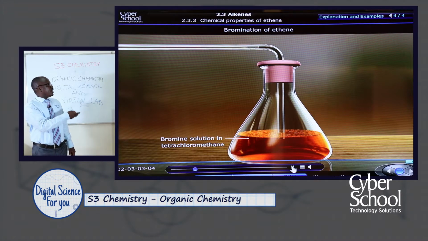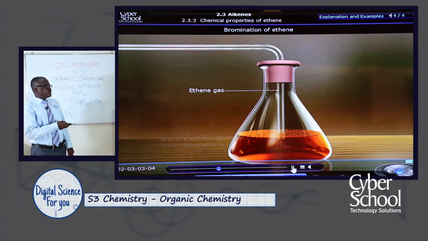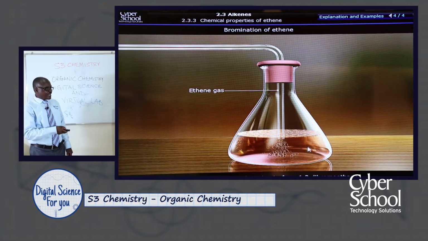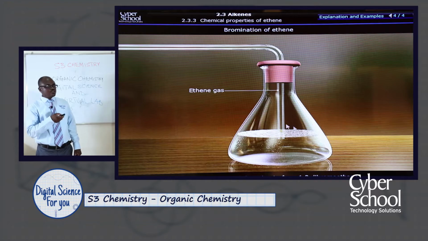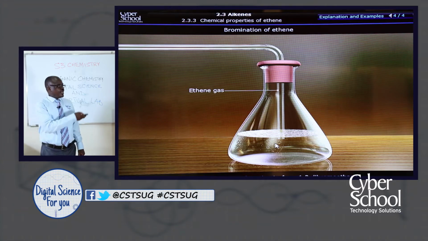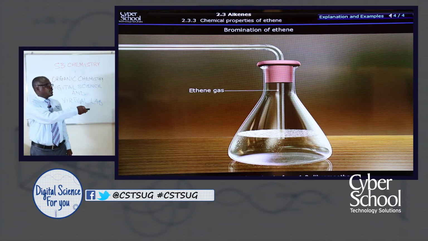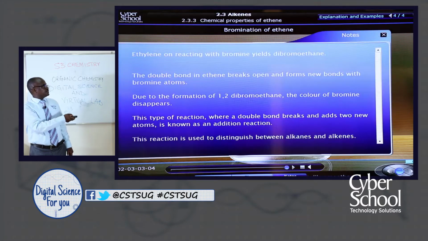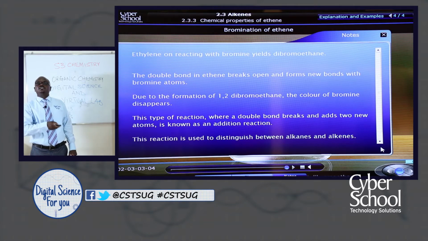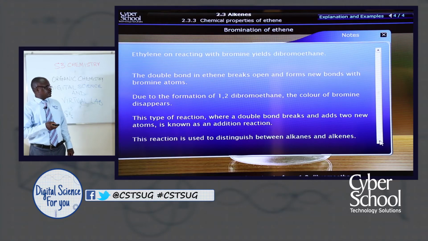Yes, bromine solution is reddish brown, but at the end of the reaction, it becomes colorless. So that colorless solution is the one we are calling 1,2-dibromoethane. Let's check through the notes for emphasis. The ethene reacting with bromine yields dibromoethane.